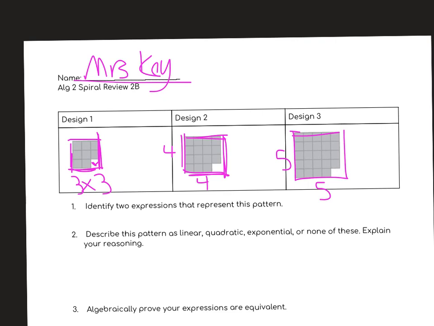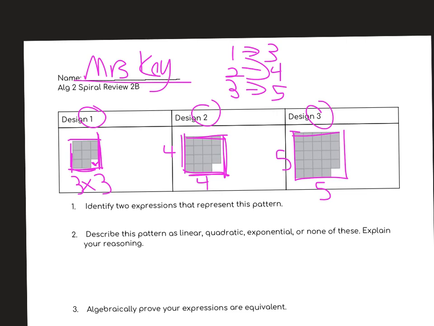Now, I don't want to write 3, 4, and 5. I want to write things in terms of 1, 2, and 3. So my first challenge is, how do I get from 1 to 3, 2 to 4, and 3 to 5? Well, in all those cases, aren't I just adding 2?